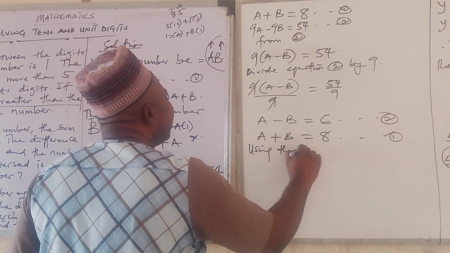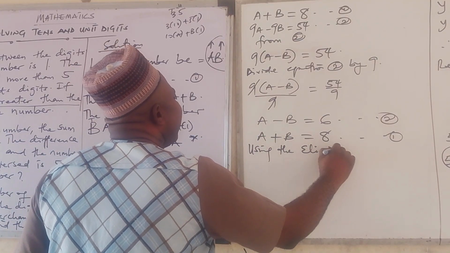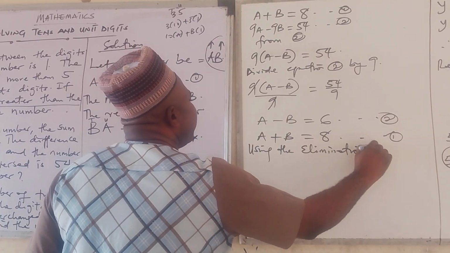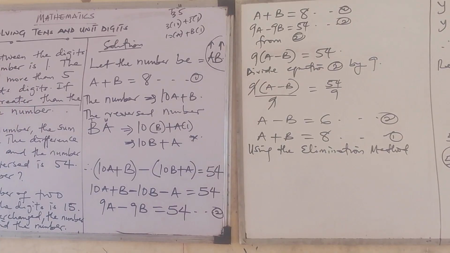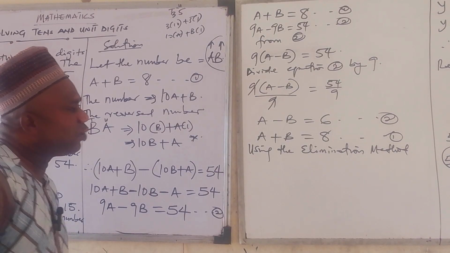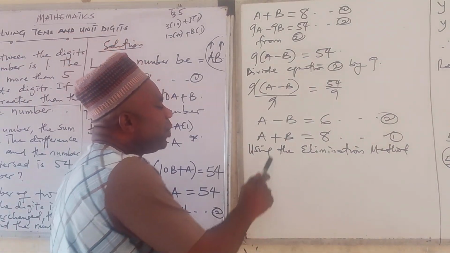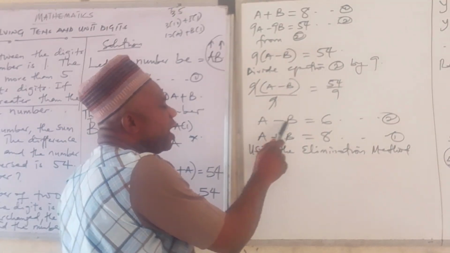Using the elimination method. Yes, using the elimination method. Now in eliminating b, if you look at b very well, if you look at equation 2 and equation 1, here we have plus b. Here we have minus b.